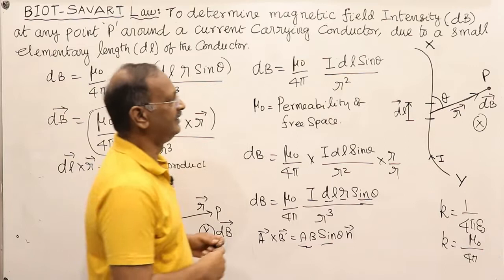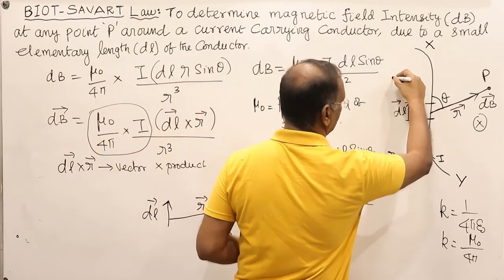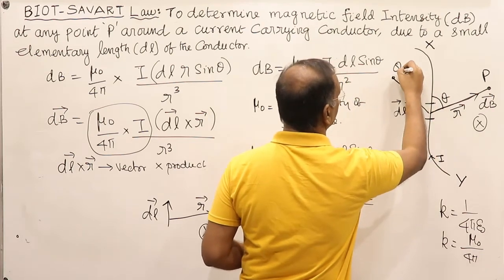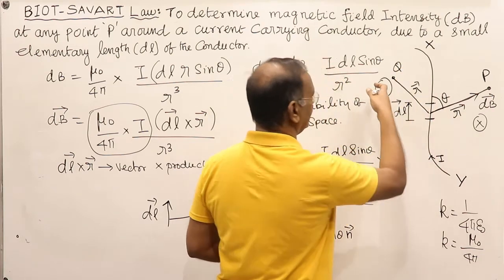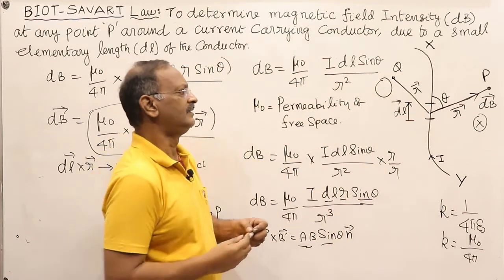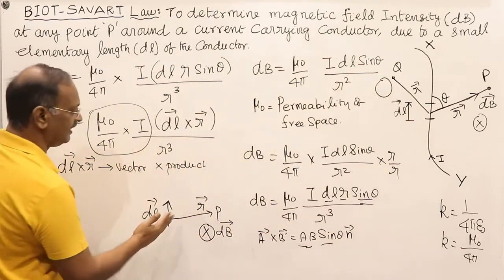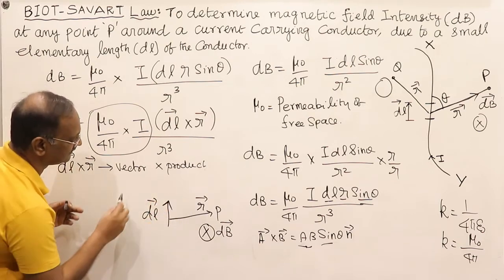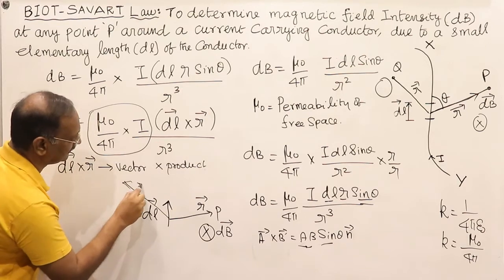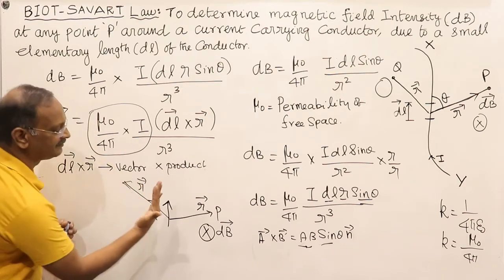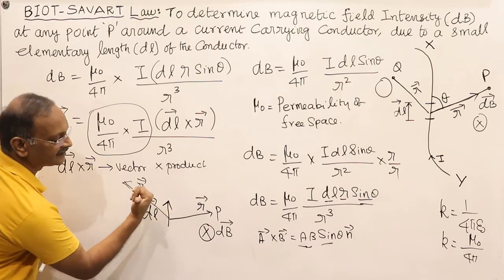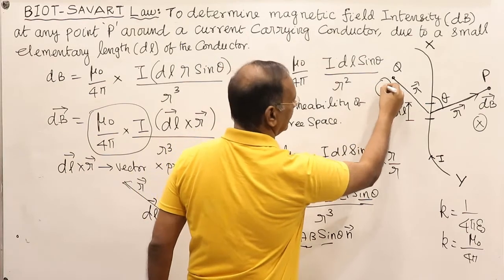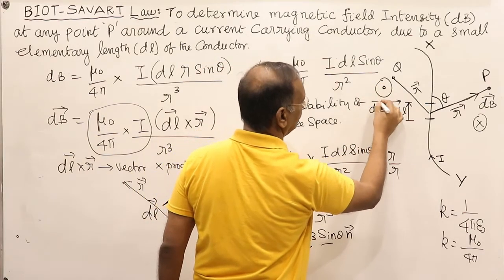Same way we can also find out at this point. If you want to find out at this point, this is the r vector and this is say point Q. What is the direction of the field here, whether into or outward? Let us see, we will go from the dl vector to r. The dl vector is here, the r vector is here. So we keep the right hand here, and the thumb is pointing outward. Outward means the magnetic field at this point is outward.